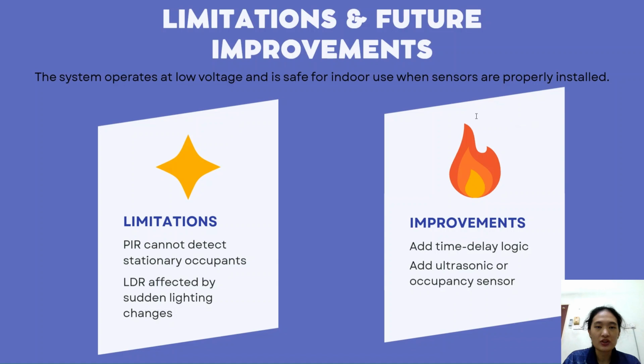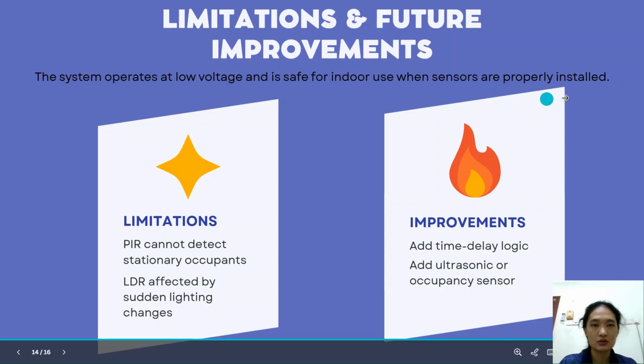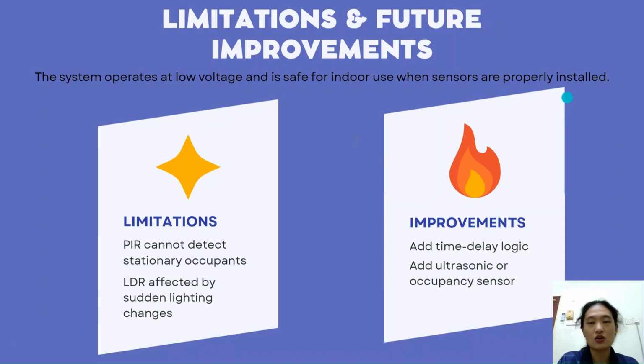Despite its advantages, the system has some limitations. The PIR sensor cannot detect stationary occupants, while the LDR sensor may be affected by sudden changes in lighting. In future improvements, a time delay function or additional sensors such as ultrasonic sensors can be added to further enhance system performance.